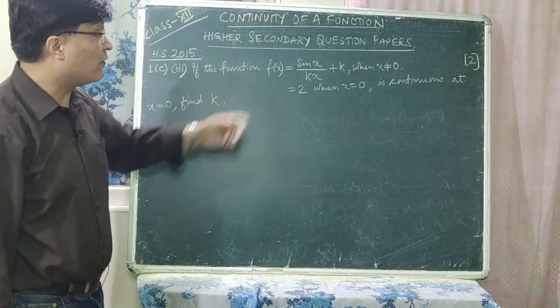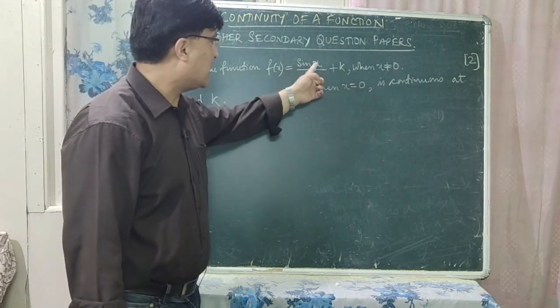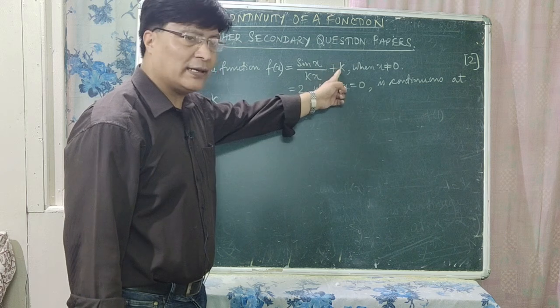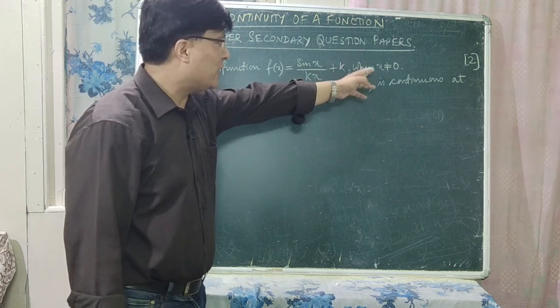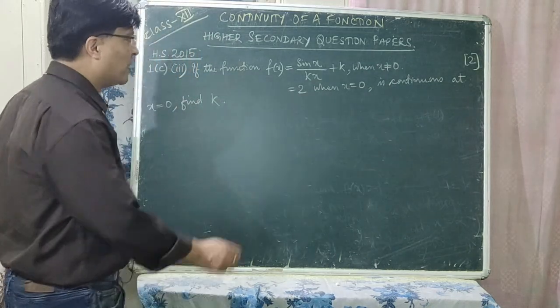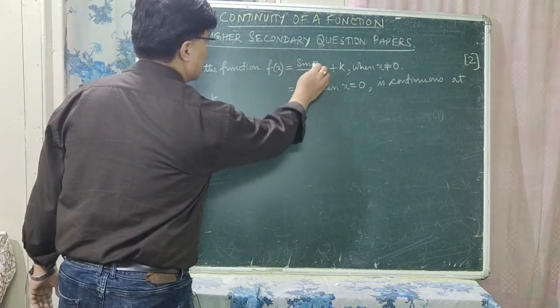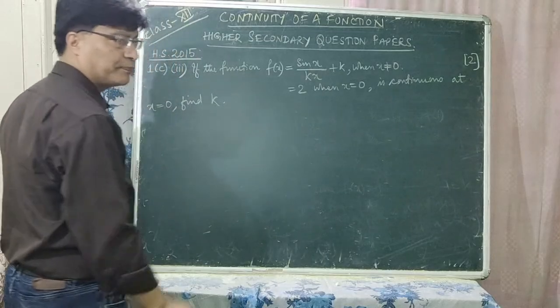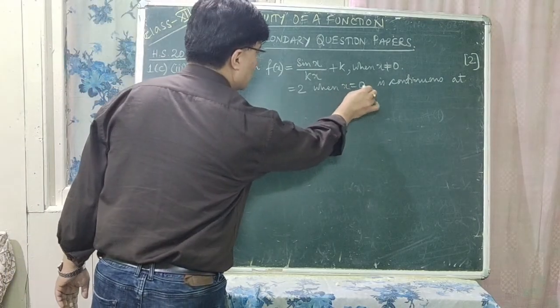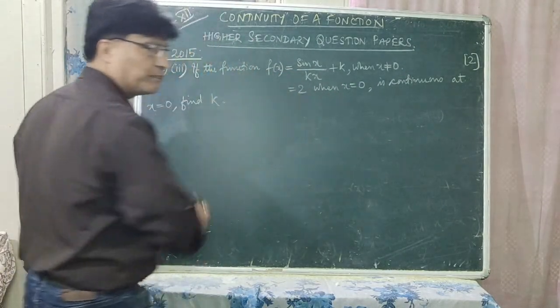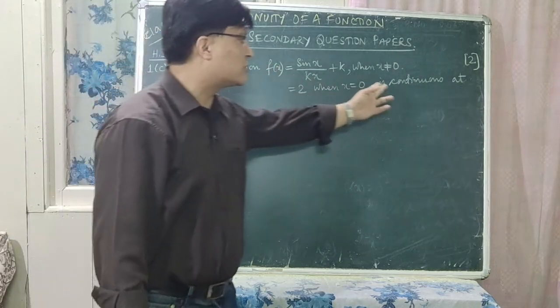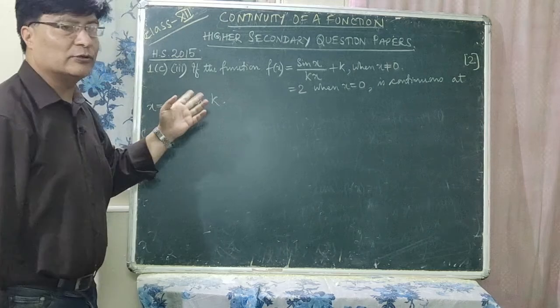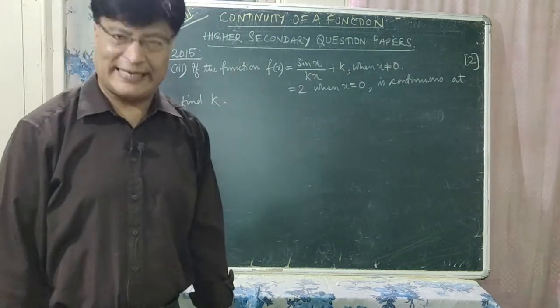If the function f of x is equal to sin x by kx plus k, when x not equal to 0. So when x not equal to 0, what is the value for f of x? f of x is equal to sin x divided by kx plus k. And when x is equal to 0, what is the value for f of x? It is 2. It is given that this function f of x is continuous at x is equal to 0. You have to find out the value for k.